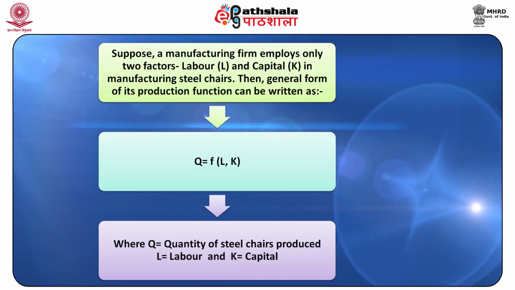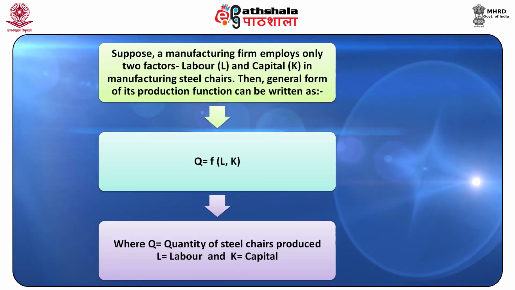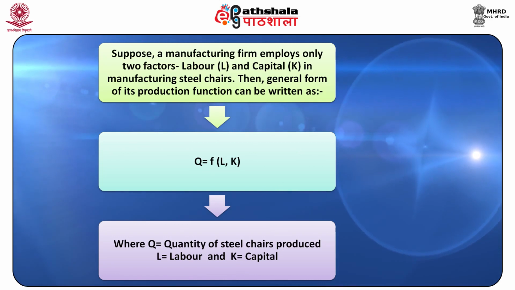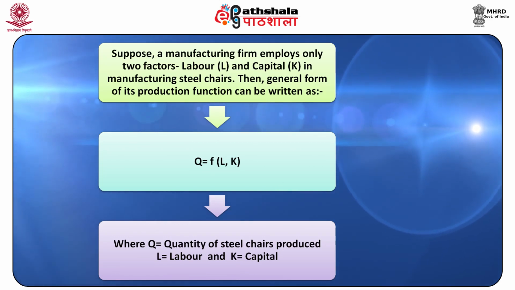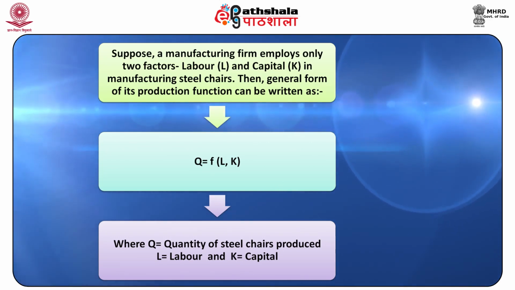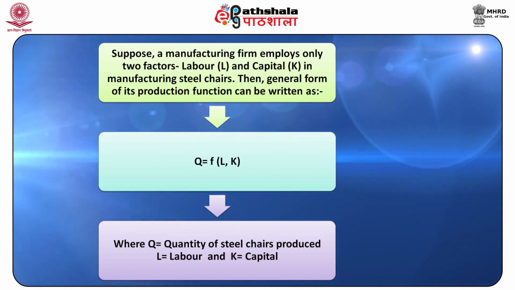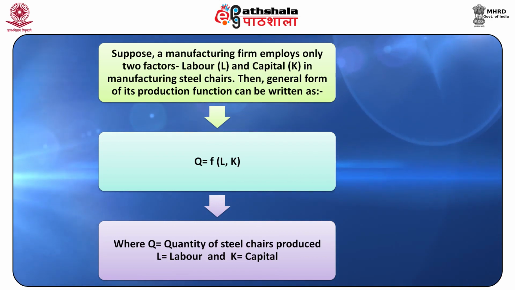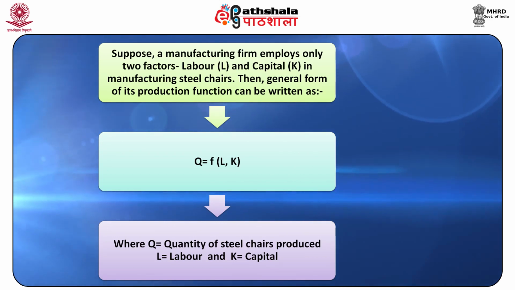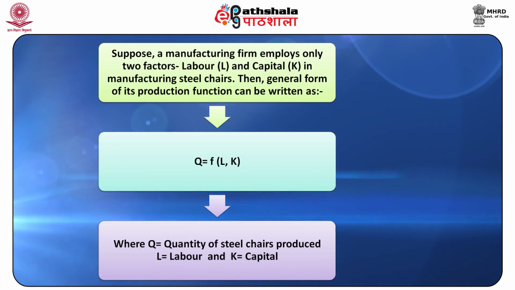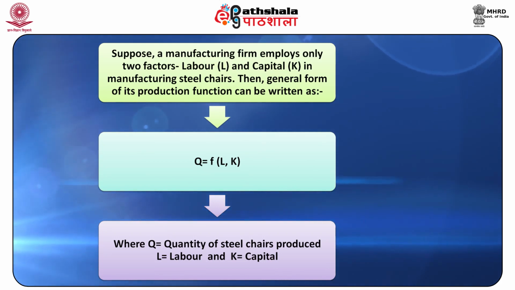A different set of inputs are used to produce a given level of output, and each of these sets may be technically efficient. Suppose a manufacturing firm employs only two factors, labor L and capital K in manufacturing steel chairs. Then, general form of its production function can be written as Q = f(L, K), where Q is equal to quantity of steel chairs produced, L is equal to labor, K is equal to capital.